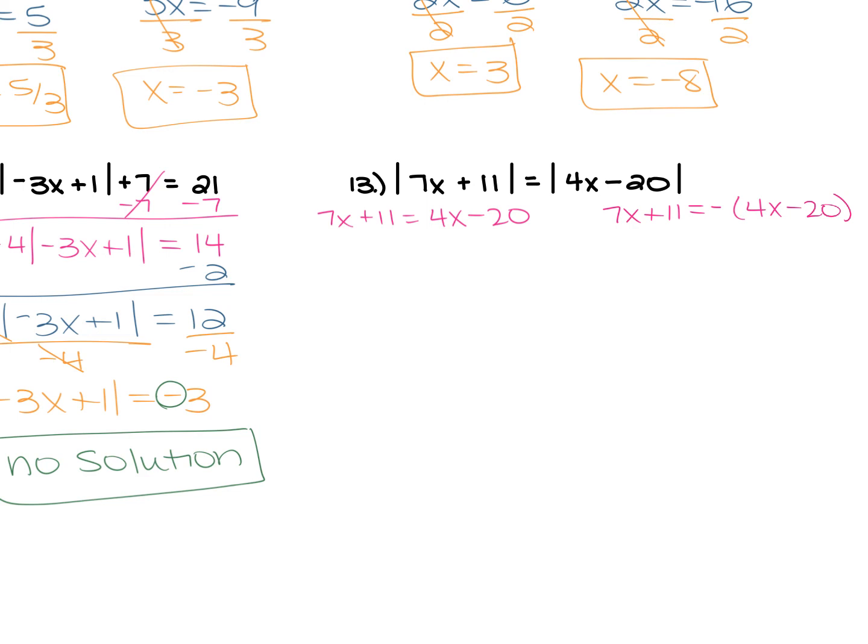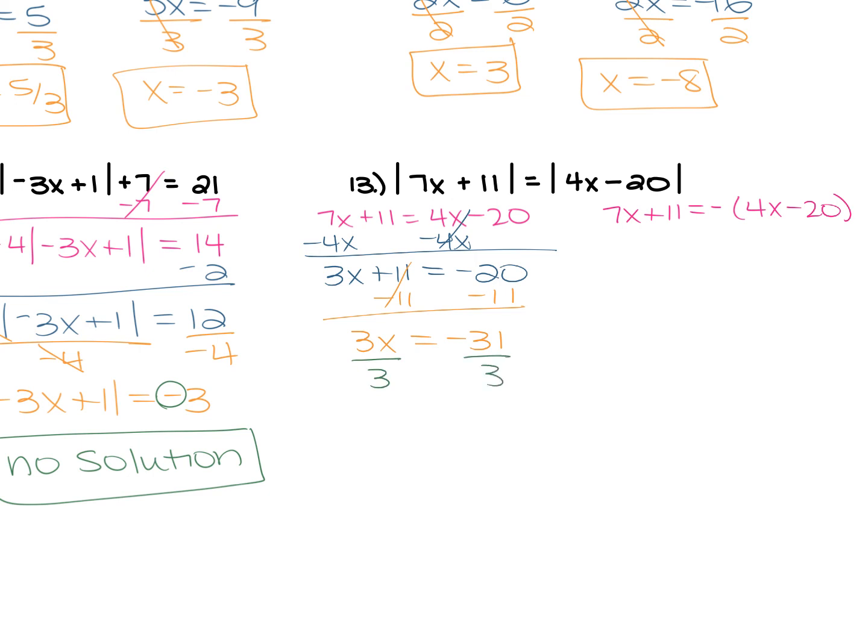So if we solve the one that's on the left, we're going to move the 4x over first by subtracting it from both sides. So that's 3x plus 11 is equal to negative 20. Then move your 11 over by subtracting it from both sides, and that's 3x is equal to negative 31. Divide each side by the 3, and you get that x is negative 31 over 3.